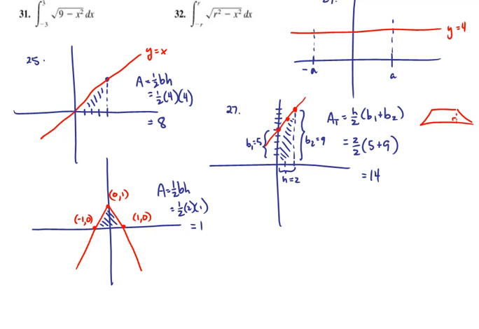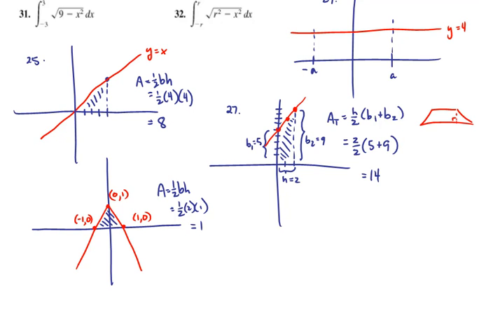Okay, we'll wrap up this section looking at number 31. Again, we're looking at evaluating definite integrals of shapes that have known geometric formulas. And in problem 31, we have the integral from -3 to 3 of the square root of 9 minus x squared. Now this is a form that you should get used to recognizing.